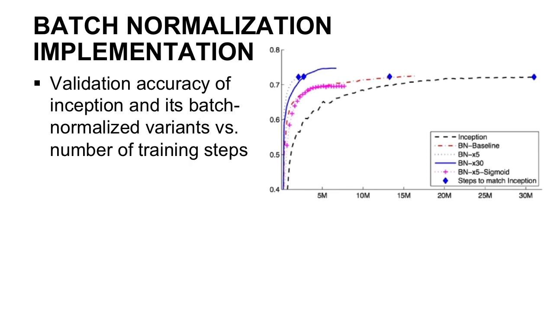By keeping in check the internal distribution of the data between every layer, you're now allowed to increase the learning rate to a much higher level without disturbing or destabilizing the training process. In this graph, the learning rate was increased up to 30 times the original learning rate. And we can see that they were able to achieve very similar validation accuracies in about a tenth of the original number of training steps.